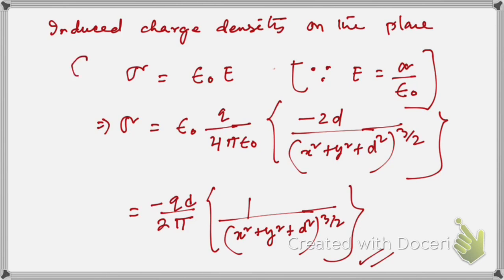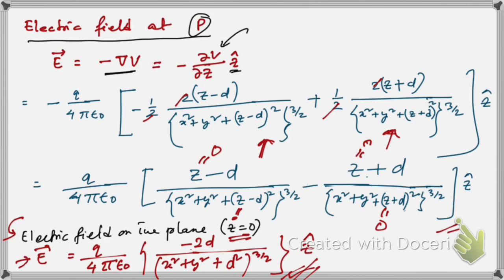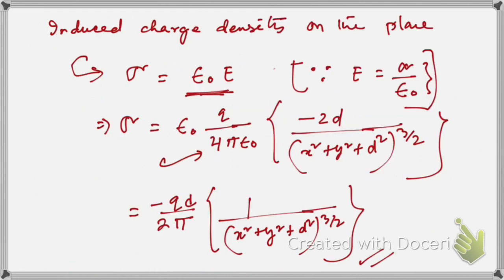Here you see charge density is going to be epsilon naught into E, because E is equal to charge density divided by epsilon naught, we know that. So now let's put the result that we have got here, that is E is equal to this one. I'm not giving here the z cap because it is a scalar quantity, right? So this is the result, this is the charge density on the surface.